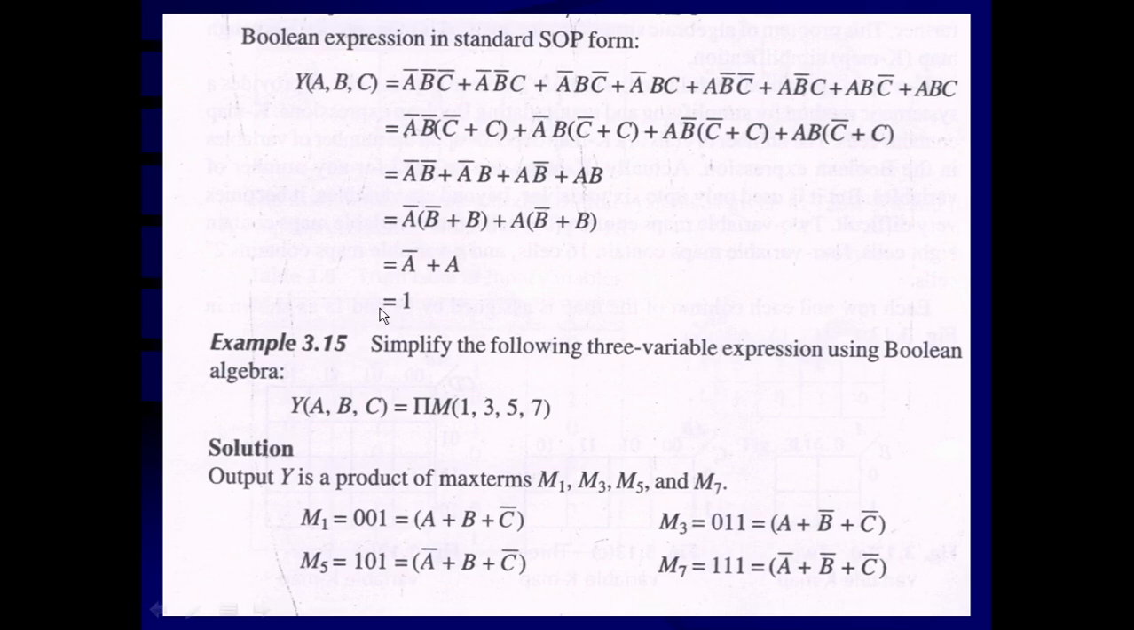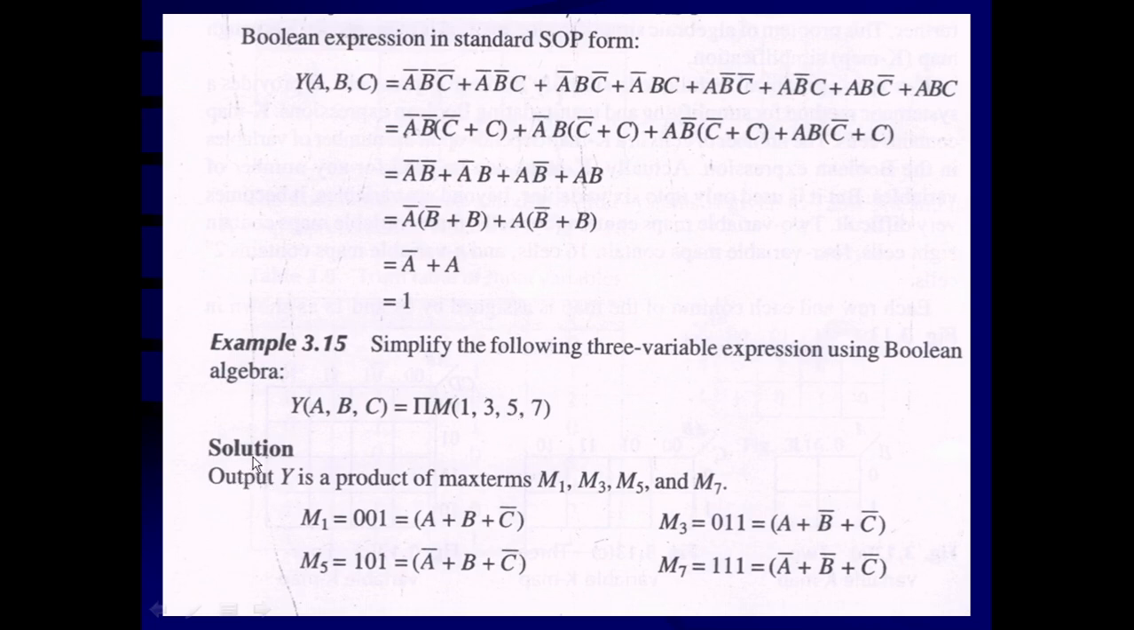Next one, we are going to see now that Boolean expression can be obtained using the max terms. That means product of sums method. Here the things will be complemented to the sum of product method that we are going to see here. Simplify the following 3 variable expression using Boolean algebra. Output y is a function of 3 variables ABC, that is equal to capital Pi, capital M, which is the max terms. Max terms are nothing but 1, 3, 5 and 7.